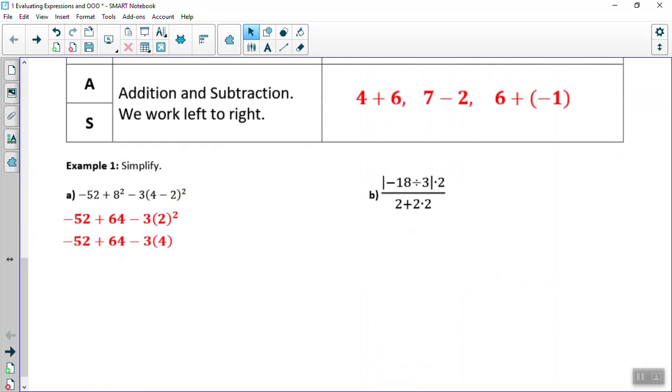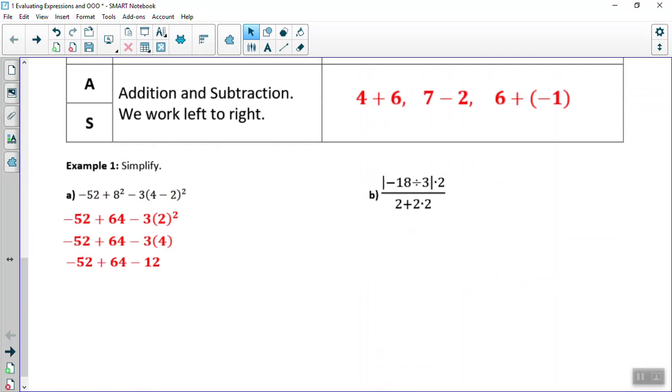So now I have the problem, negative 52 plus 64 minus 3 times 4. Okay, now we can do multiplication, the next step. So 3 times 4 gives me 12. Everything else gets brought down. Now I have addition and subtraction. The order of operations tells me that when I have both of those operators, I work left to right.